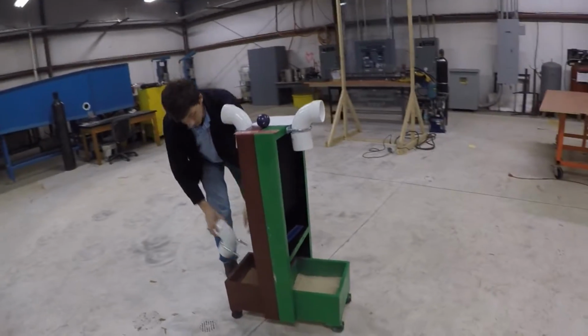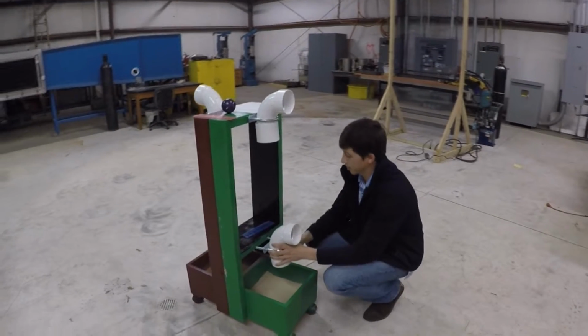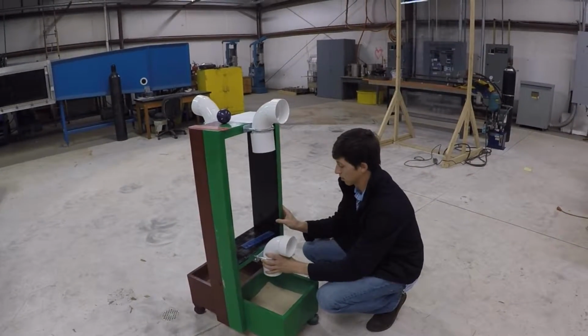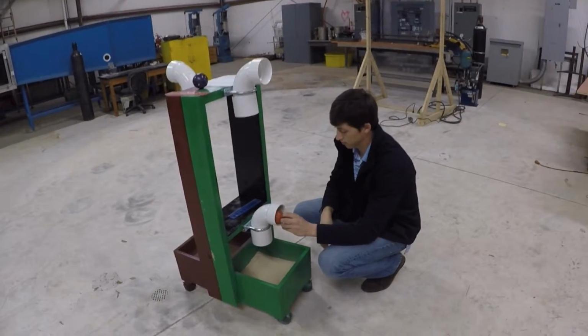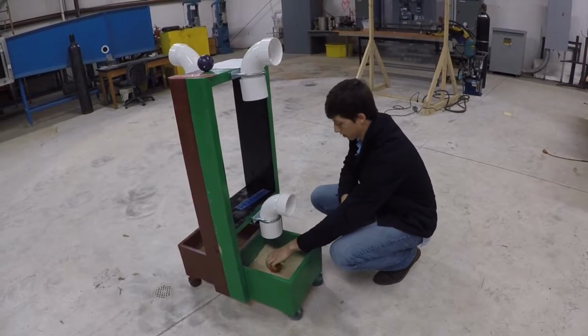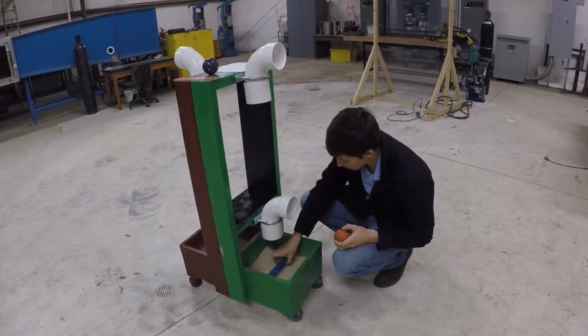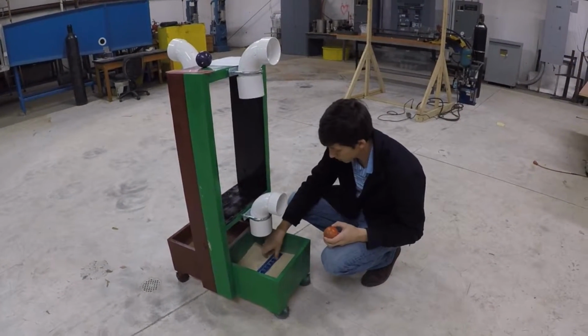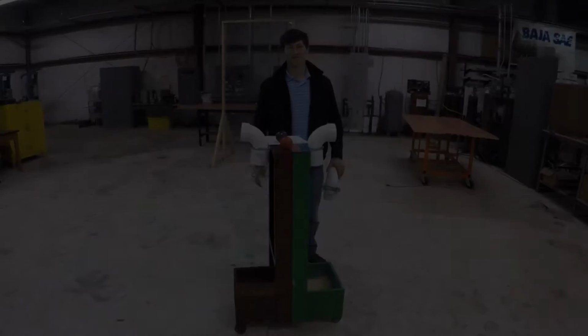Now take the removable PVC pipe from over there and place it on the Earth side. Now you're going to use the orange meteorite again and get another crater. And this one only measures 1.5 inches in diameter, which is smaller than before.